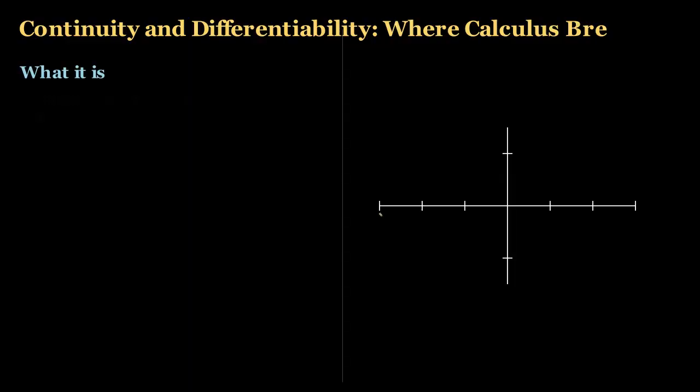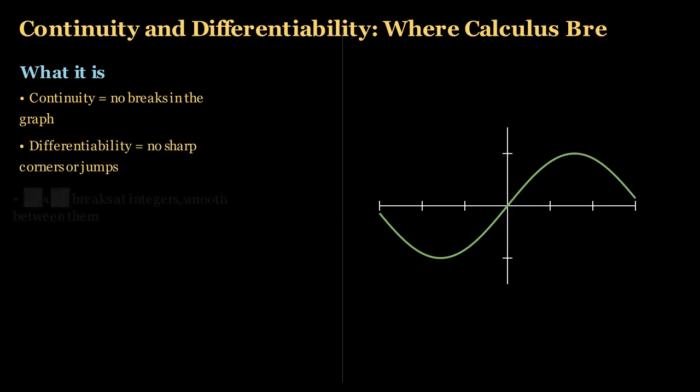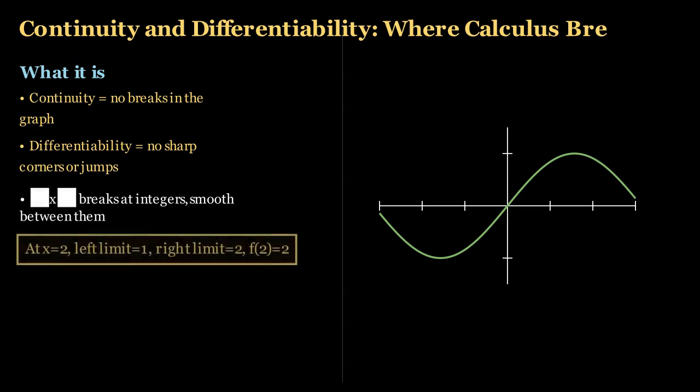Imagine drawing a graph without lifting your pen. That's continuity. The greatest integer function, which we already know as a staircase, has a break at every integer. Between integers, like from 2 to 3, the graph is a flat, unbroken line, so it's continuous there. But at the integer itself, the left and right pieces don't meet, there's a jump.